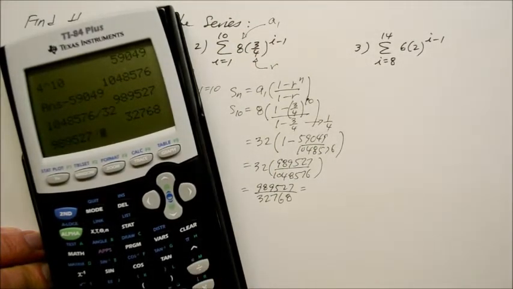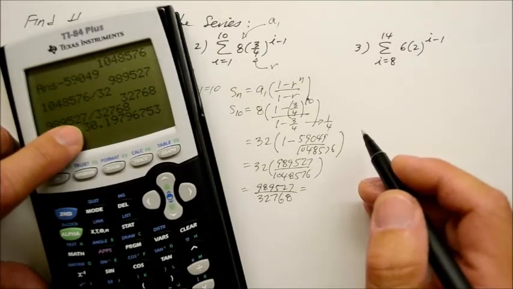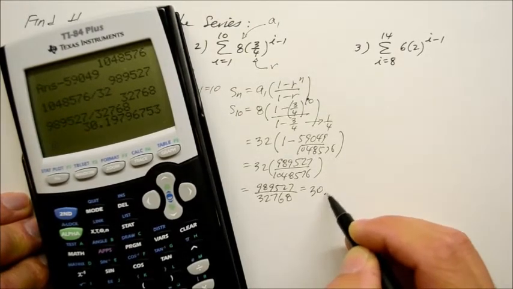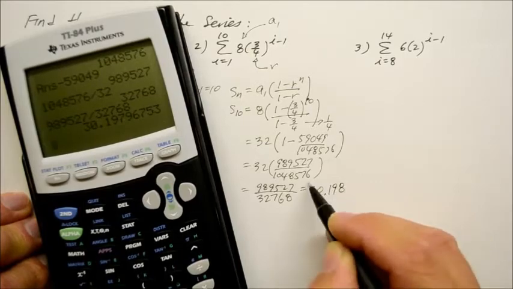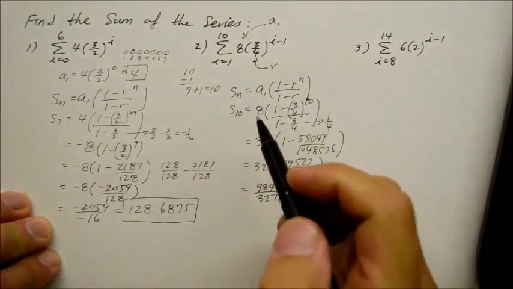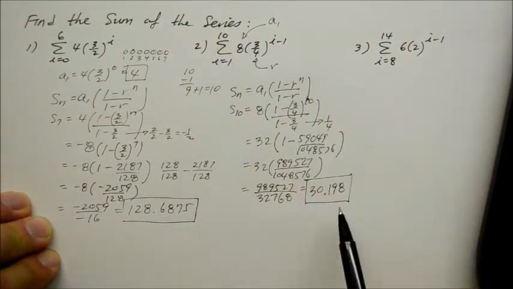989527 divided by 32768. That gives me some real number of approximately 30.1979. So let's just say 30.198. That's going to be the value if we were to plug in from the series 1 all the way to 10 into this general rule. Give yourself a pat on the back if you got that right or close to it.